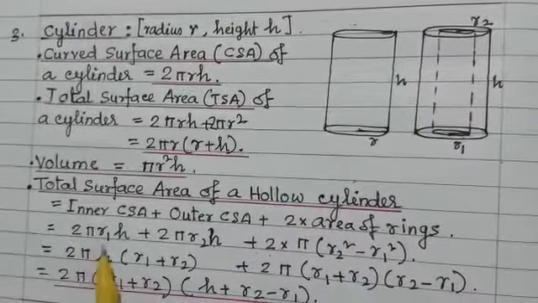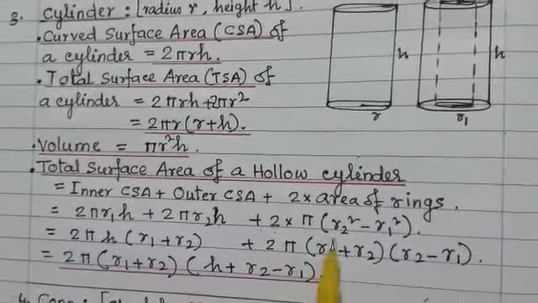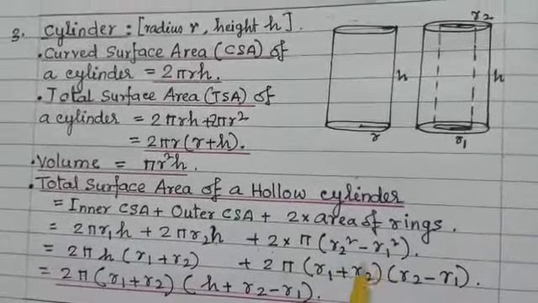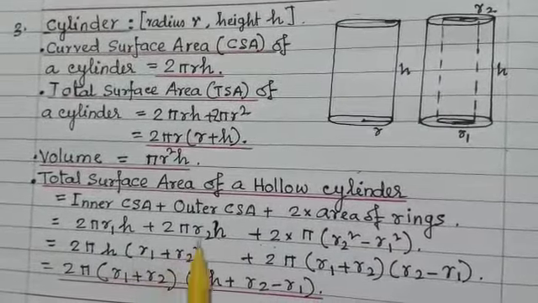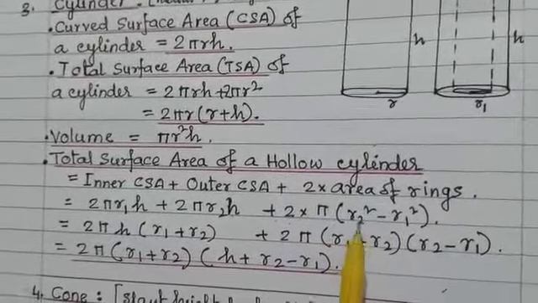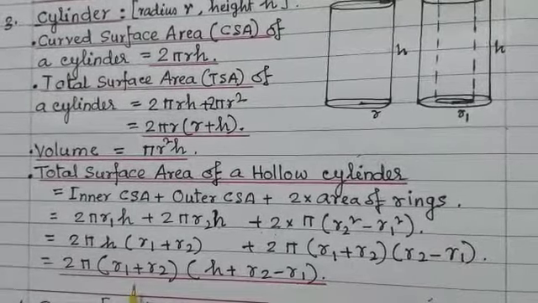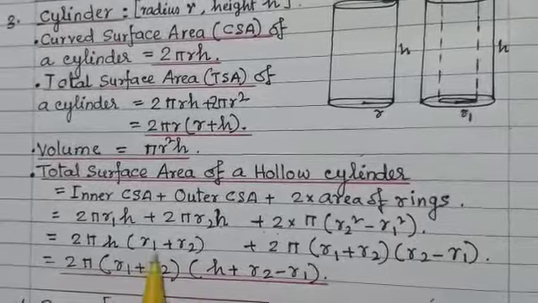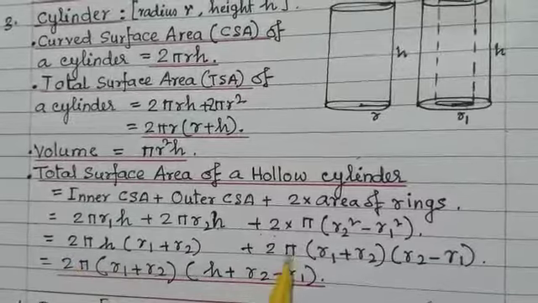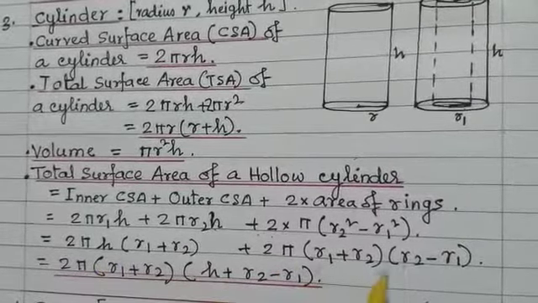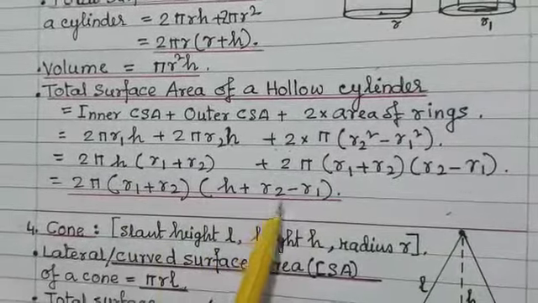Now that is 2 pi r1 into h plus 2 pi r2 into h plus 2 into pi times r2 square minus r1 square. That is 2 pi into h into r1 plus r2 taken common from here, and from this you can change it using the identity r2 square minus r1 square equals r1 plus r2 into r2 minus r1. So we take r1 plus r2 as common, and 2 pi is common from these 2. Now h plus r2 minus r1. Okay. It is the total surface area of the hollow cylinder.